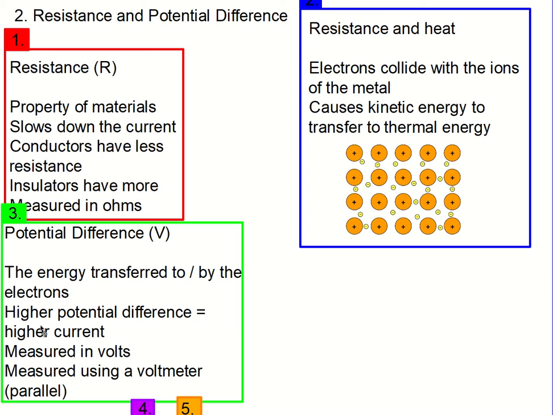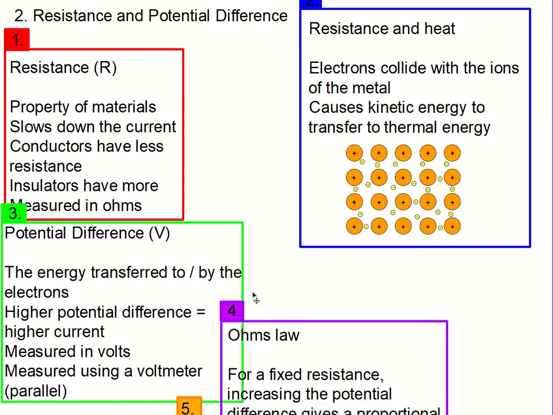If you give the electrons more energy, they'll move faster. So if you give them a higher potential difference, you'll have a higher current. The units are the volts, and we measure it using a voltmeter. So an ammeter for current, voltmeter for voltage. And whereas you place an ammeter in series within the circuit, we place a voltmeter in parallel. Again, I'll show you a clip on the FET website just to show you how we sort that out. So that's potential difference. It's the energy transferred by the electrons.